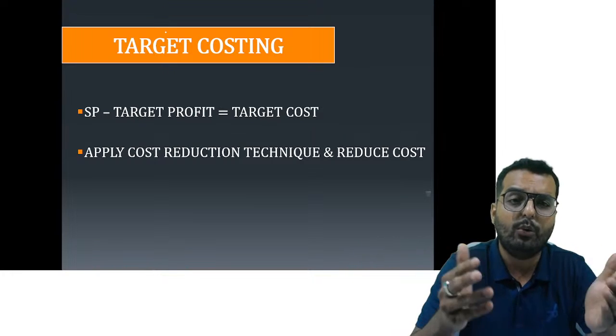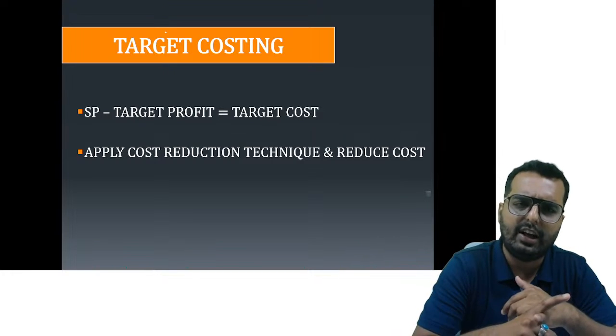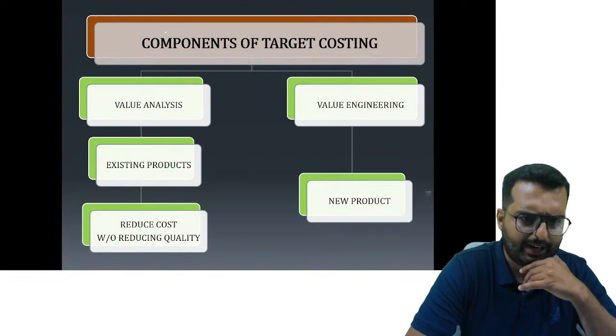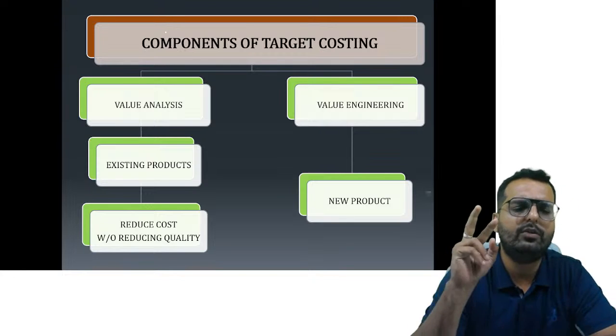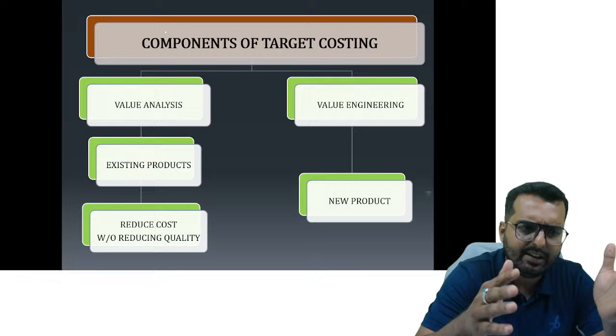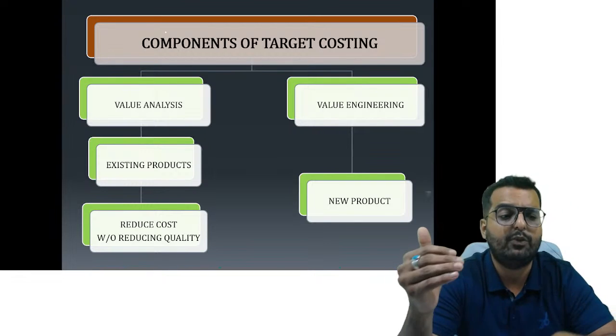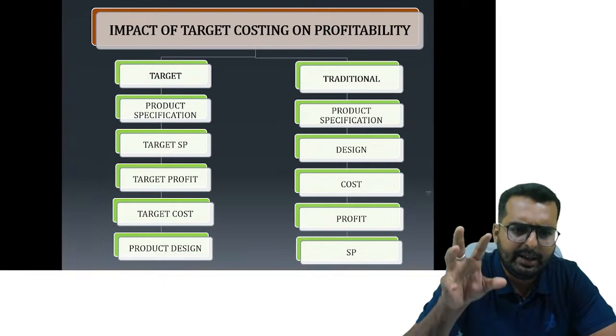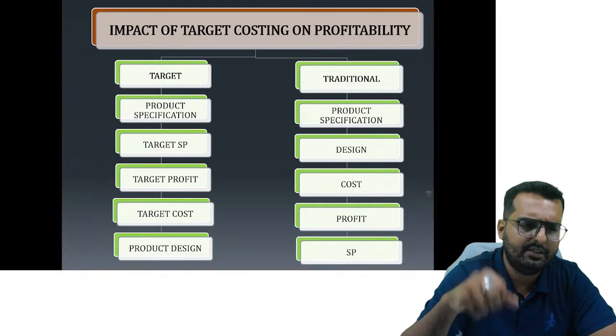All right. And how do you reduce the cost? Use cost reduction techniques and you can always reduce the cost. Am I right? In target costing, you have two processes: value analysis, value engineering. Value analysis for existing products, engineering for new products. Are you all clear with this part? Okay. Then impact of target costing goes like this.